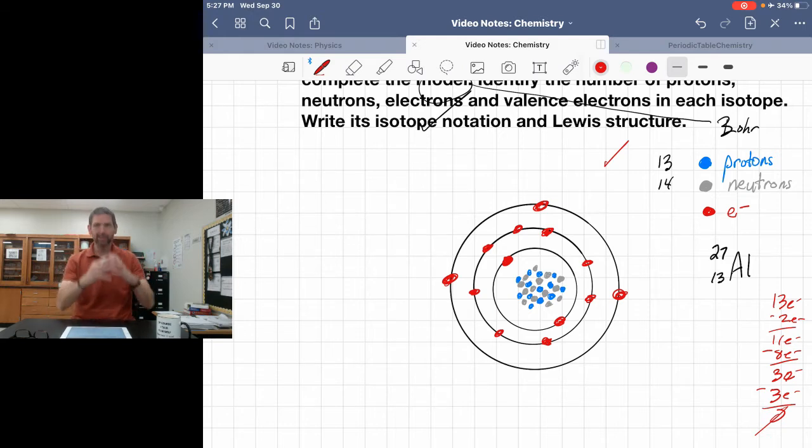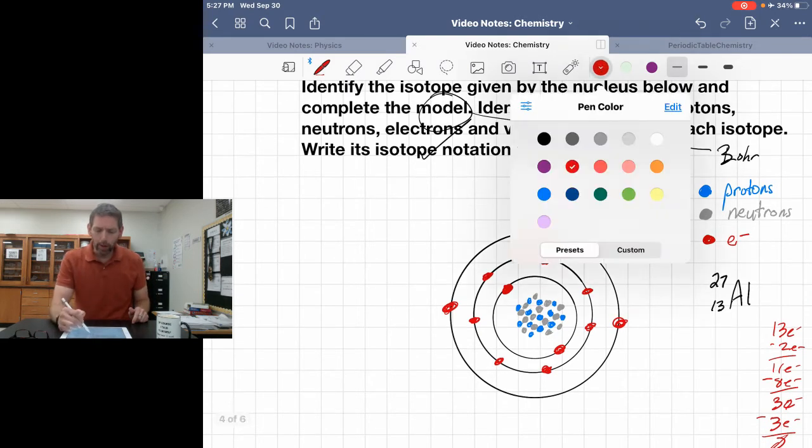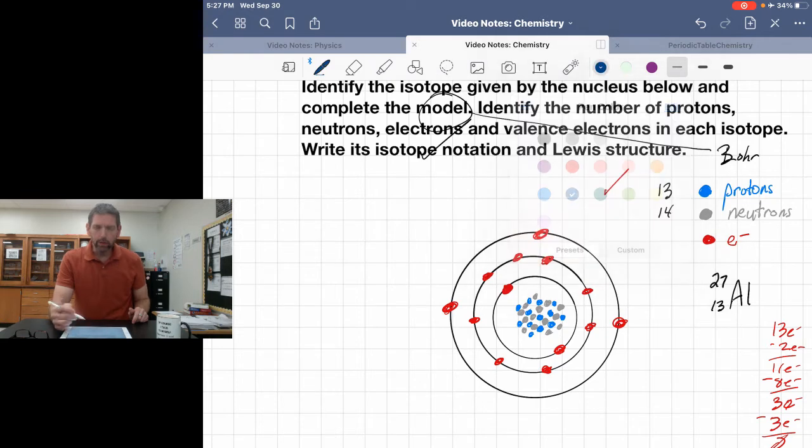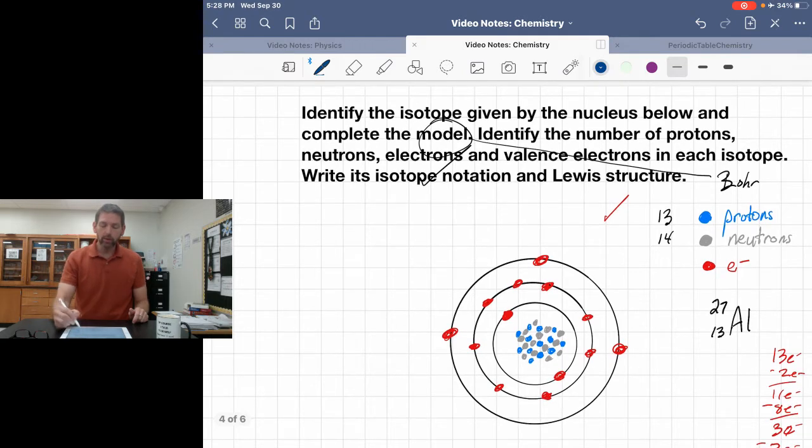You always build from the inside out. All right. Now let me get out of the red here. I'm going to go back to a classic dark blue that I really like. So identify the number of protons. Well, we've done that. Check, 13. Identify the number of neutrons. Check, 14. The number of electrons. We already said we needed 13 electrons because we needed this to be a neutral atom. Check. We've done that as well.